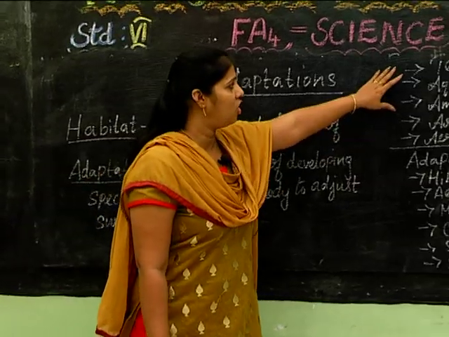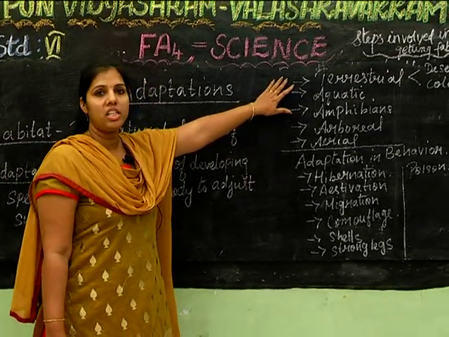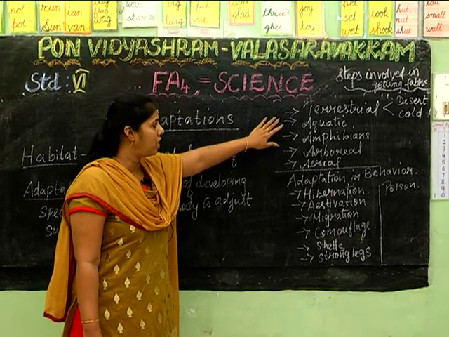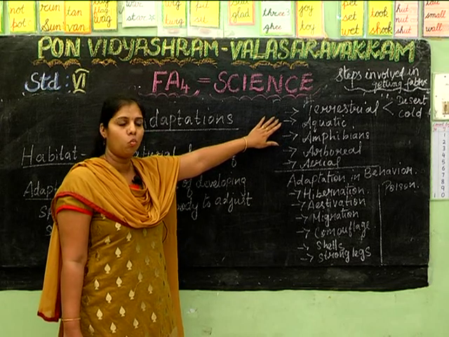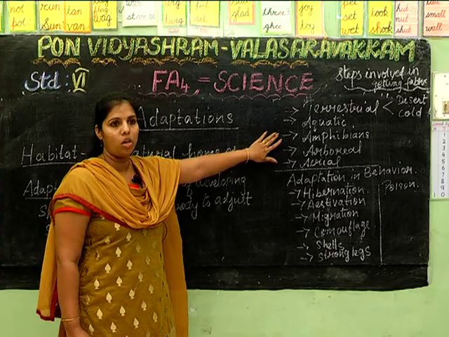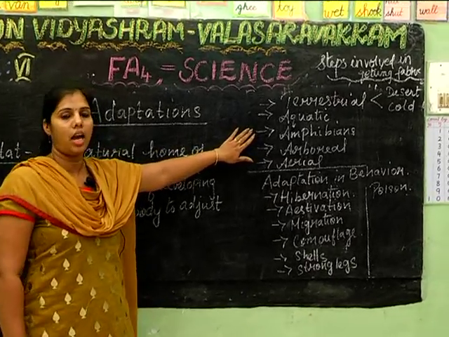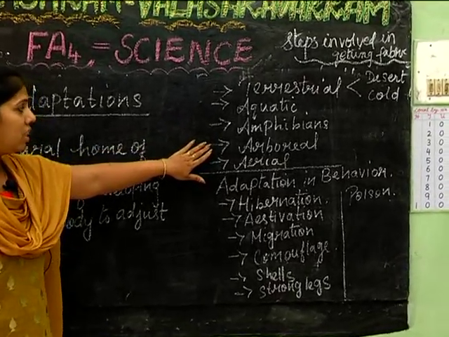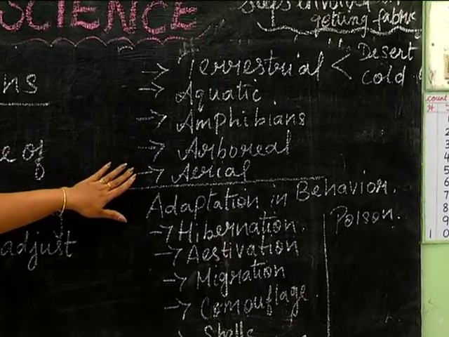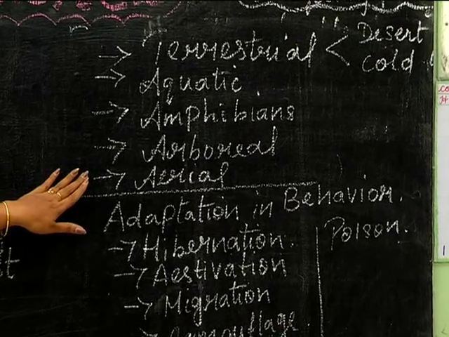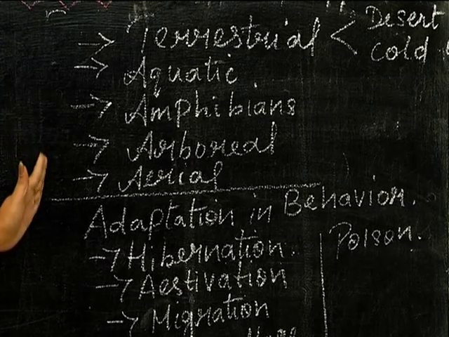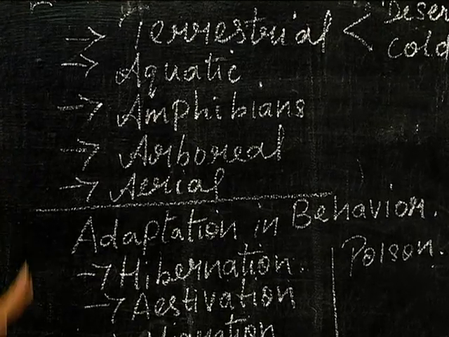The first one is terrestrial. As we know, terrestrial animals live on the land. Aquatic animals live in the water. Amphibians live both on the land and water; they can survive in both. Arboreal animals mostly spend their time on top of the trees. Aerial animals spend most of their lives in the air. These are the groups of animals we are going to discuss today.